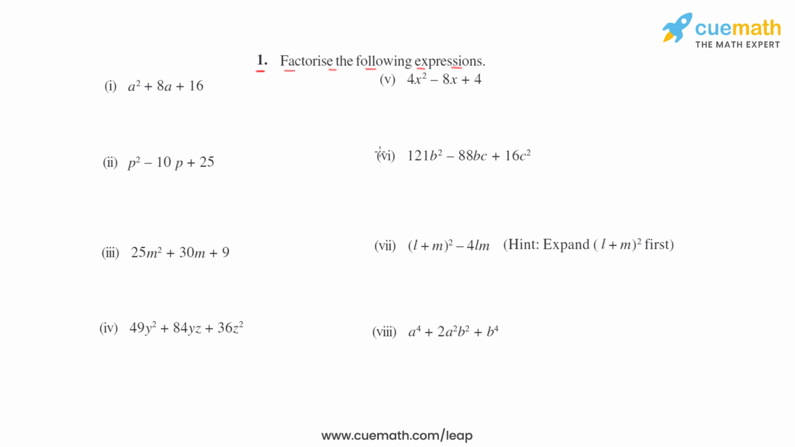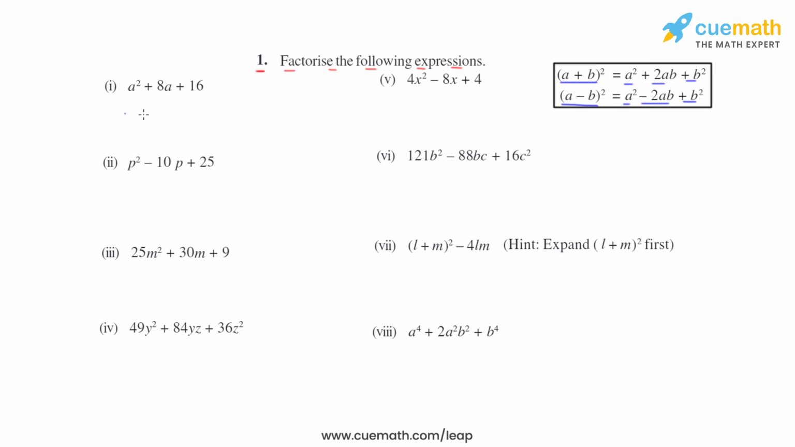So before we start, we have two formulas or two identities which we need to remember. Let me show you those identities. First one is a plus b whole square is equal to a square plus 2ab plus b square, and a minus b whole square is equal to a square minus 2ab plus b square. So these two identities we need to remember before we start.